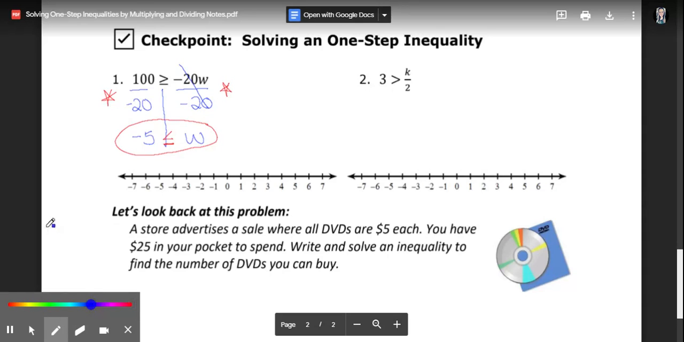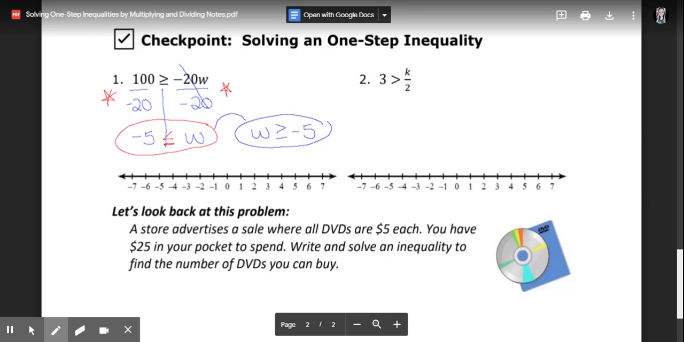So we are requiring that you rewrite it so that way the letter comes first. So when I rewrite it, which one of these is the correct solution? It should be W is greater than or equal to -5. Again, both of those answers mean the same thing. This is the one that we want to graph, just because most of you will graph this one correctly, no problem. So this was actually a double flip.